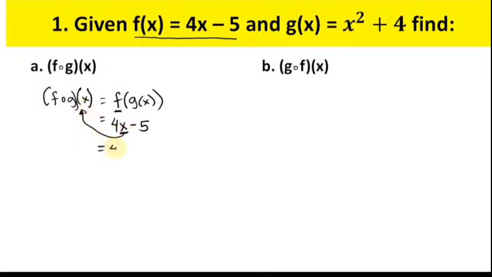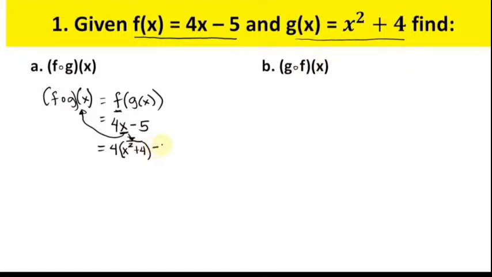So, magiging 4 times, anong value ng g of x? That is x squared plus 4. Then, that is the value. Ito na yung x natin. Ito. X squared plus 4. That is the value of g of x.